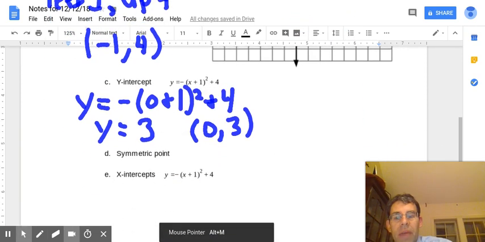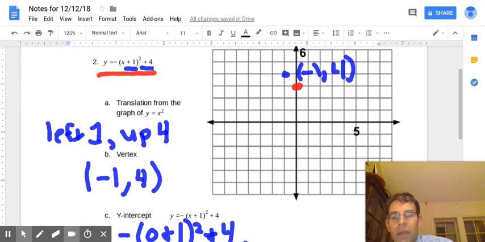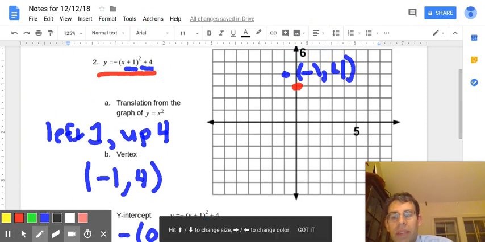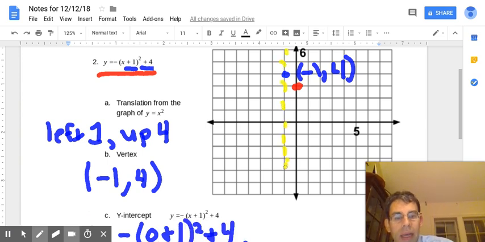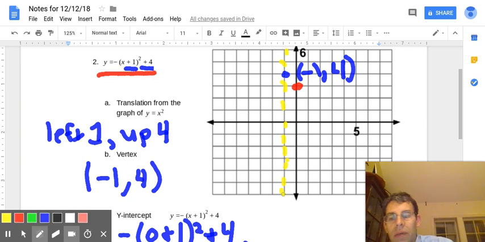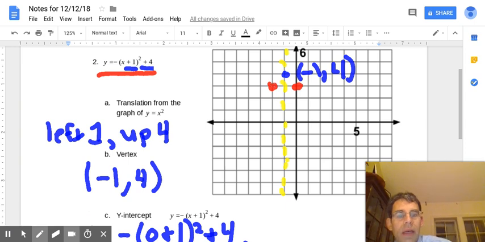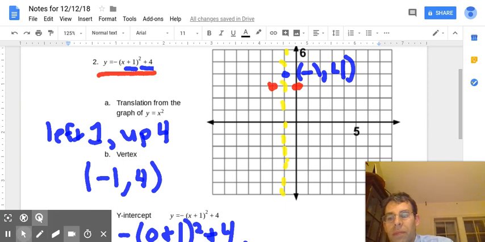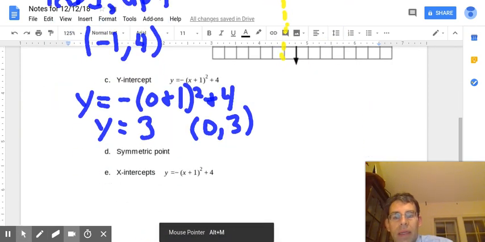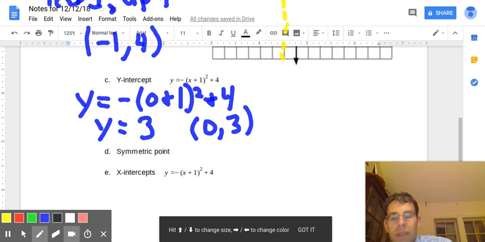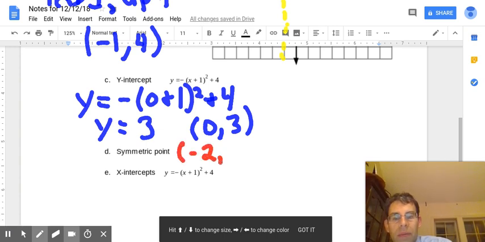Next question asks for a symmetric point from (0, 3). So if we look at our graph and we see where the vertex is, the axis of symmetry is going to be a line here at x equals negative 1. So our symmetric point for (0, 3) is going to be right on the other side of the axis of symmetry at (negative 2, 3). Let's just write that here. So this one is (negative 2, 3).